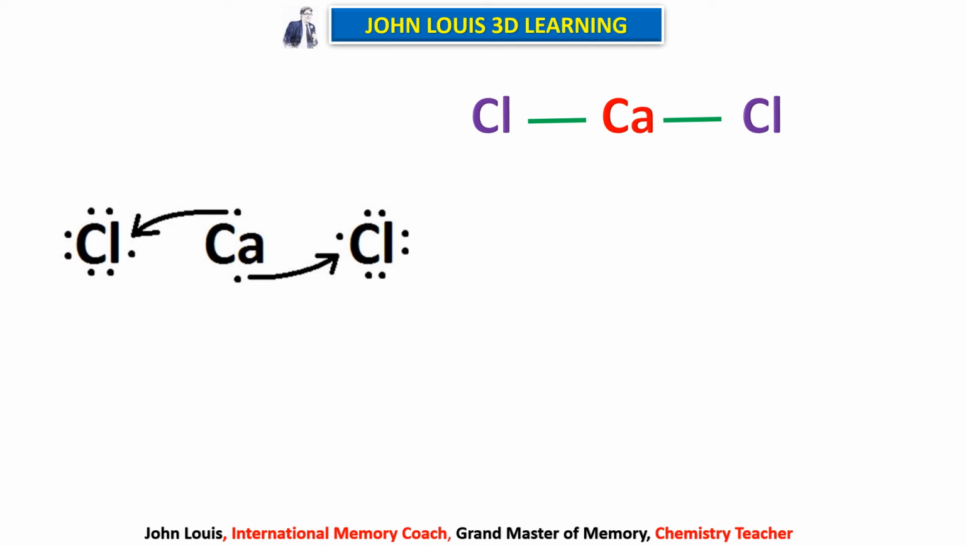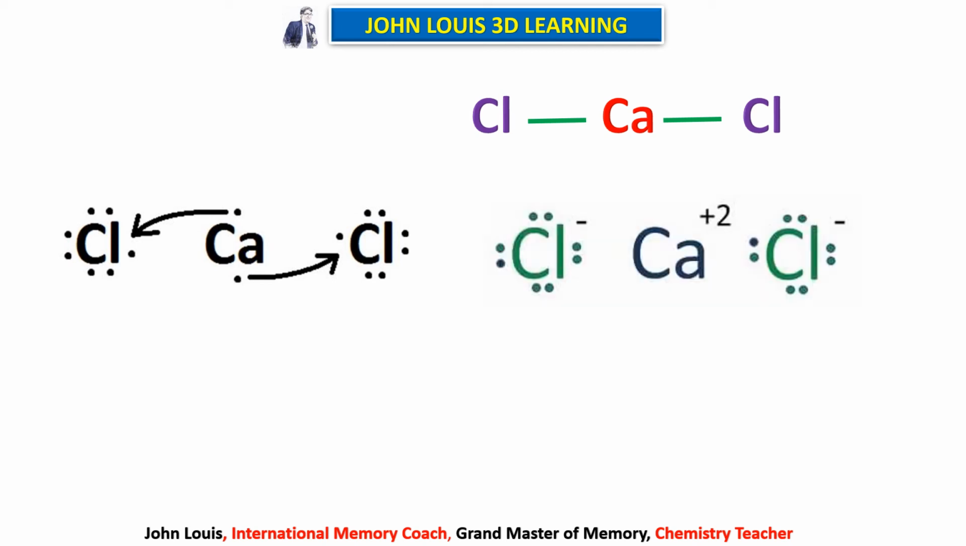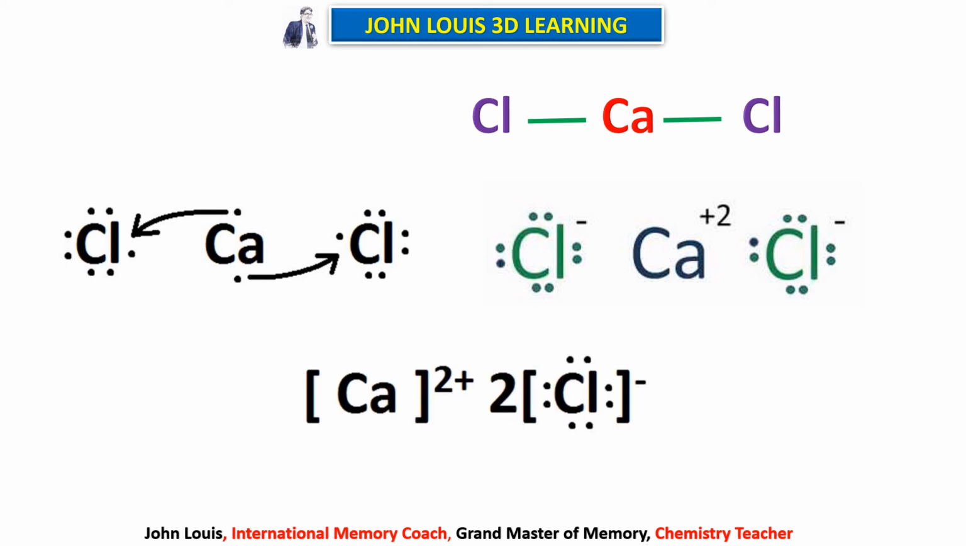is donated to the other chlorine. Thereby calcium becomes Ca 2 plus because it donates 2 electrons, and each chlorine becomes minus 1 because they accept 1 electron each. So, Cl minus, Cl minus. So, what is the formula? Ca 2 plus and 2 Cl minus, isn't it? 2 chlorine atoms are necessary in order to accept 2 electrons donated by calcium.